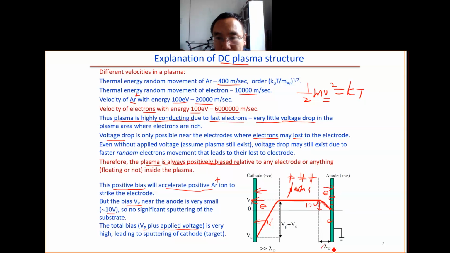So here lambda D is called the Debye length.